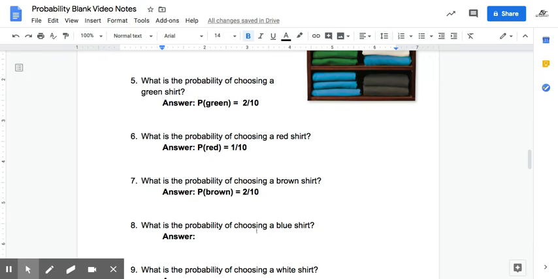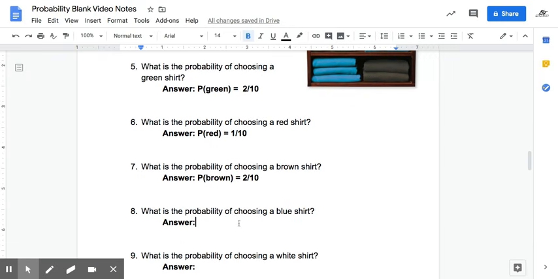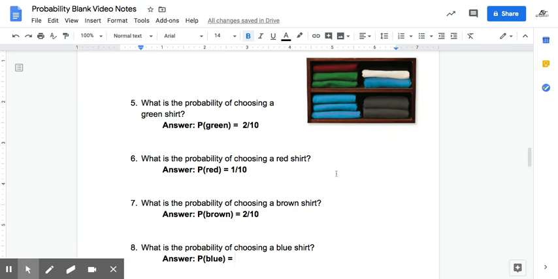Okay, number 8. What is the probability of choosing a blue shirt? How many favorable outcomes are there? How many blue shirts are in the shelf? 1, 2, 3, 4. So my numerator is 4, my denominator is 10, because again, I still have 10 shirts.